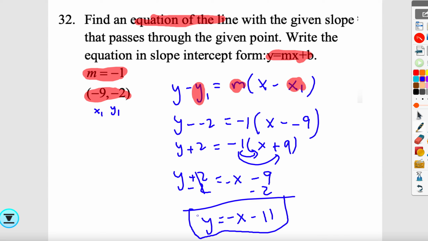When you don't know what's going on in the problem, you want to reread the problem, look at what they give you, and see what you need to figure out, guys. Okay? Very important that you figure that out. Let's keep going.